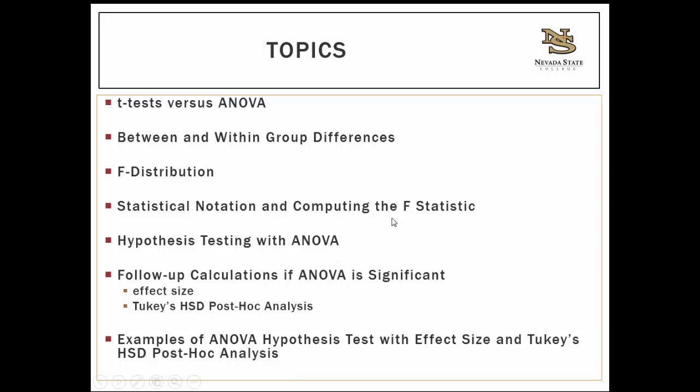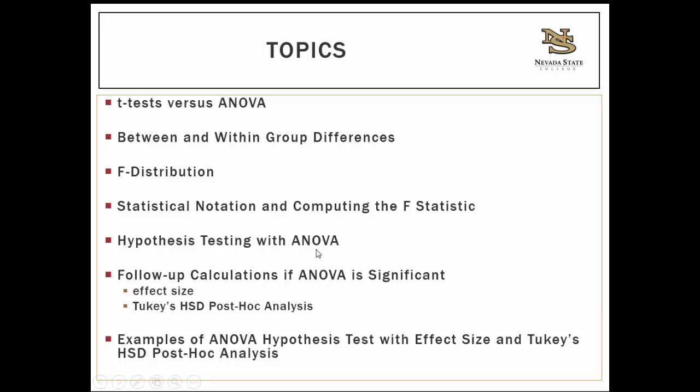So we're going to focus on step 3 for a little bit, and then I'll talk about step 1, stating the hypothesis, step 2, determining the critical value for the hypothesis, and then step 4, making your decision, right? Reject or fail to reject the null, and then stating your conclusion for the ANOVA. Then with ANOVA, if you have a significant finding, not only do you want to figure out the effect size, but you need to do a Tukey's HSD post hoc analysis.